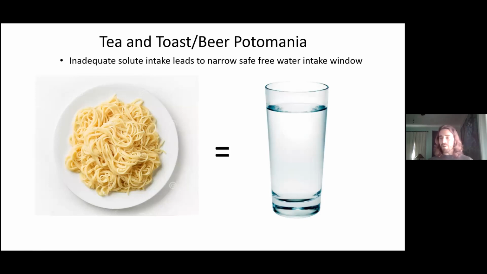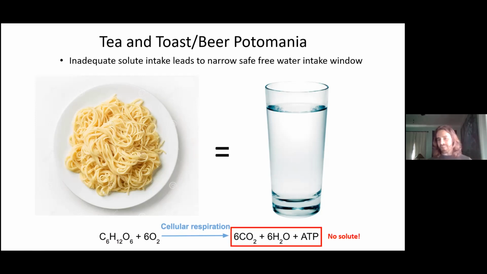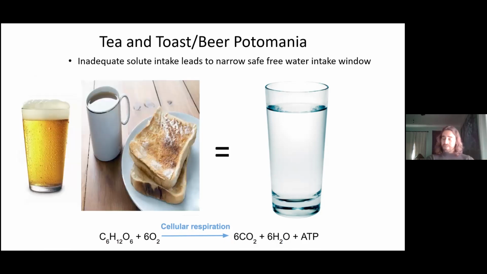And that's because carbohydrates, the way our body breaks them down, don't actually lead to any solute for our kidneys to work with. If you look at basic cellular respiration and what happens to glucose and other carbs, they essentially get converted into carbon dioxide and water, and there is no solute at the end product of that. There's no amino acids, there's no salt, there's nothing in there. And so because of this, the kidneys can't process this in a way that helps them dilute or concentrate their urine. In both tea and toast and beer potomania, this used to really confuse me. It's not that there's necessarily a caloric deficit. It's just that the content of the diet is too carbohydrate heavy and there is no solute for the kidneys to work with.